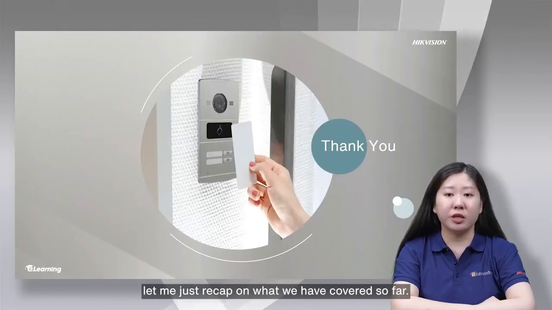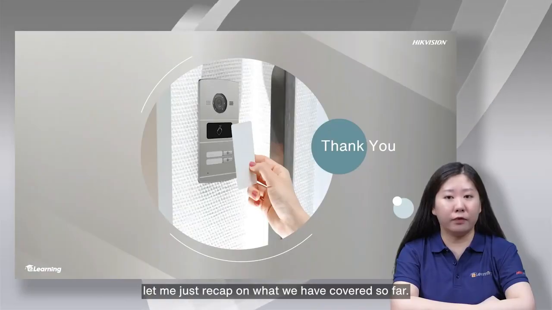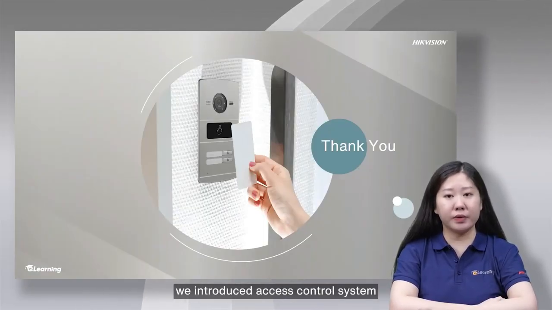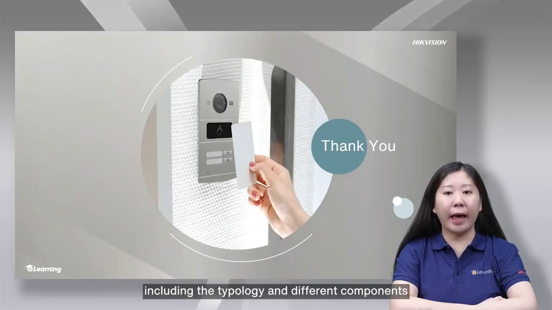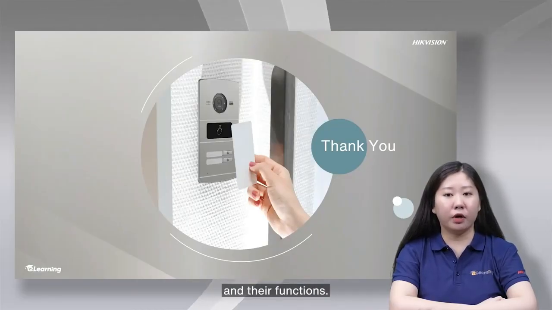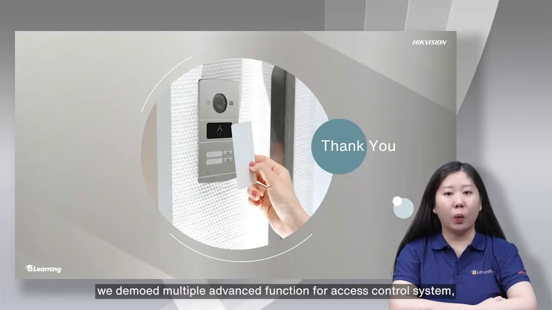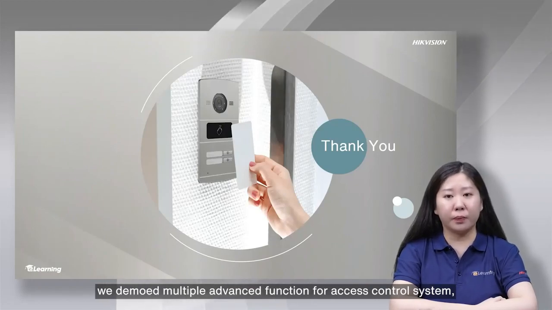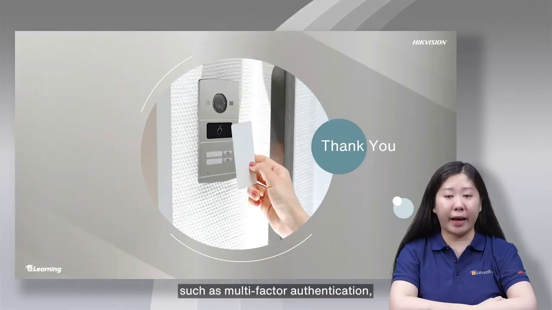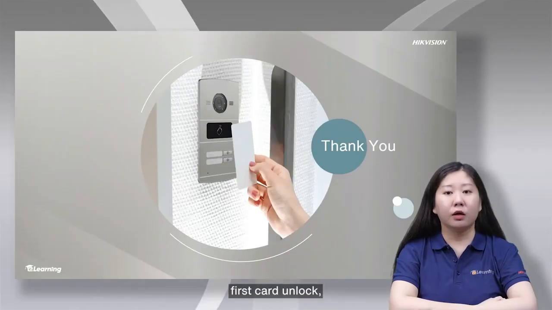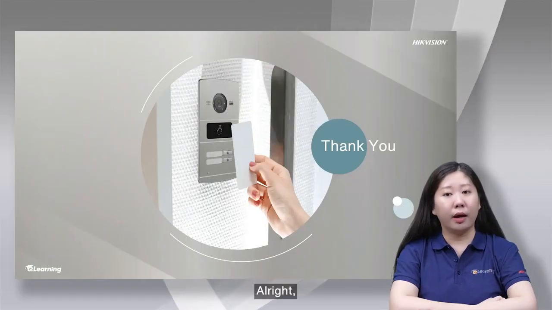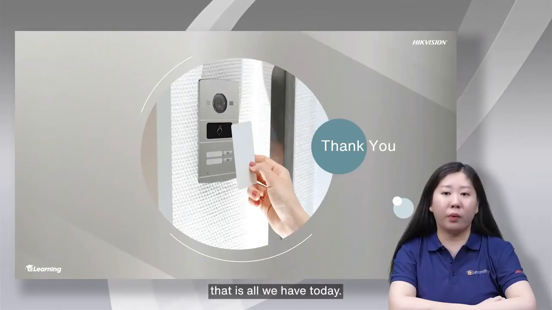Alright, let me just recap what we have covered so far. Firstly, we introduced the access control system, including the topology and the different components and their functions. Secondly, we demoed multiple advanced functions for access control systems, such as multi-factor authentication, anti-passback, first card unlock, duress code, and so on. Alright, that is all for today.